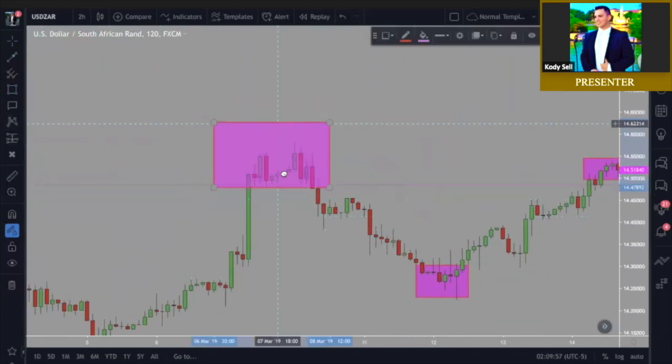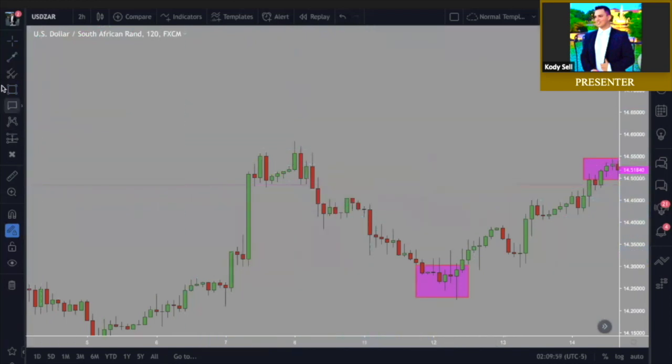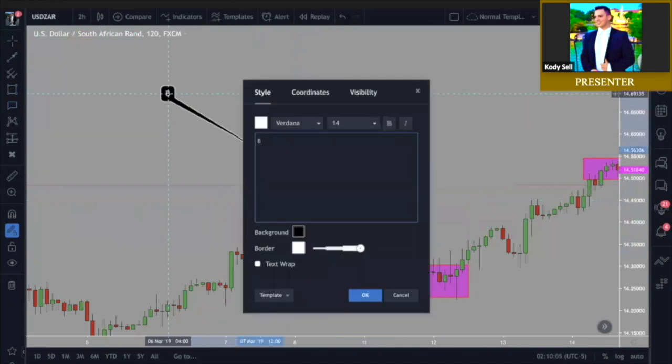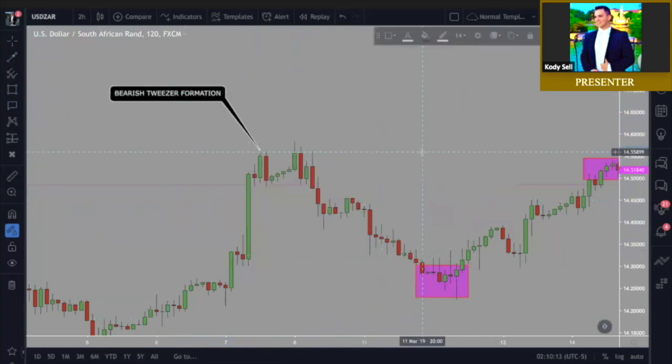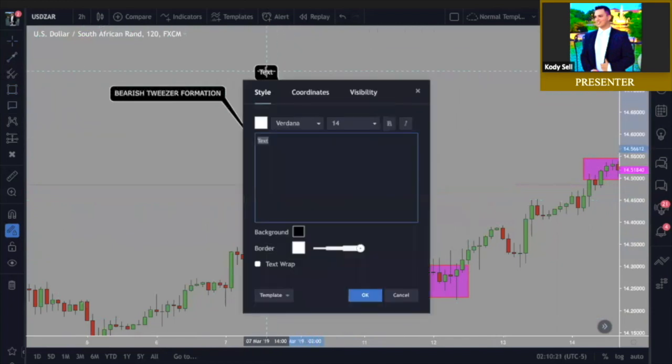Now when we get up here, what am I noticing? So let's move this box out of the way. What am I noticing right off the bat? Well, I'm noticing that we've got bearish tweezer formation right off the bat. All right. Next, what do I see? It looks like this bearish candlestick right here, strong bearish candlestick, is an engulfing.